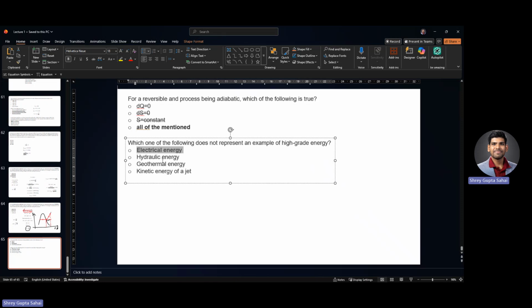Anything which can give you work, 100% work, that is called high grade energy. Although electrical energy gives you 99 something, there'll be some losses, but in principle you can have a zero resistance wire and then you can convert it, right? But heat, even with all kind of assumptions, you can't convert 100%. So even if I'm considering such situations, electrical energy remains high grade. Okay. What about hydraulic energy?